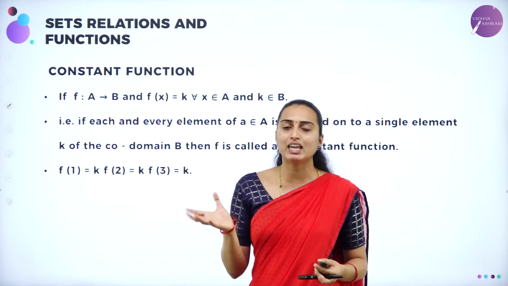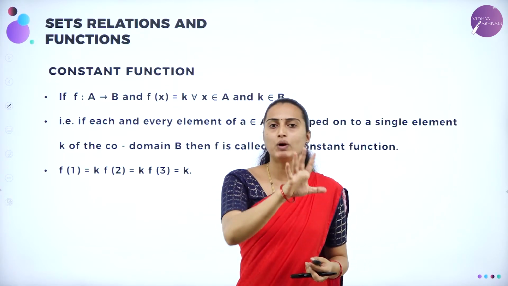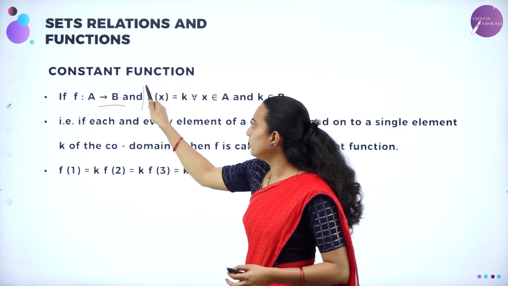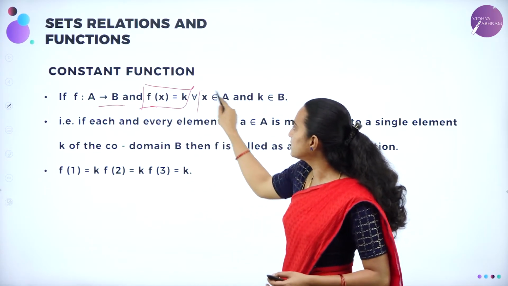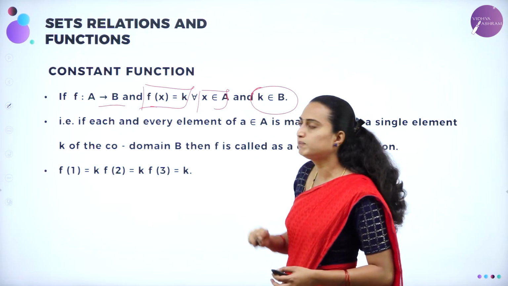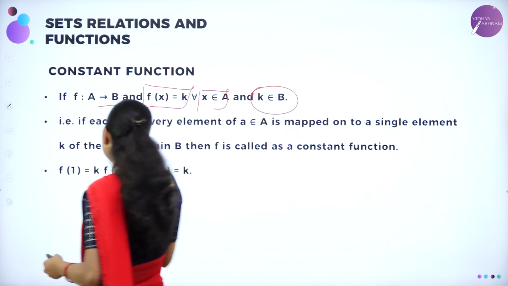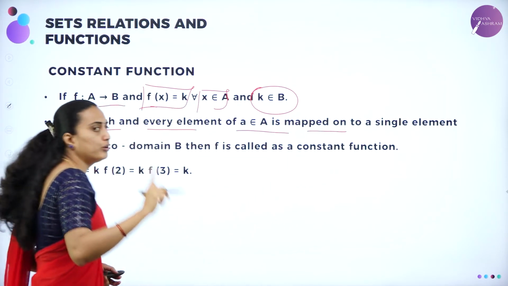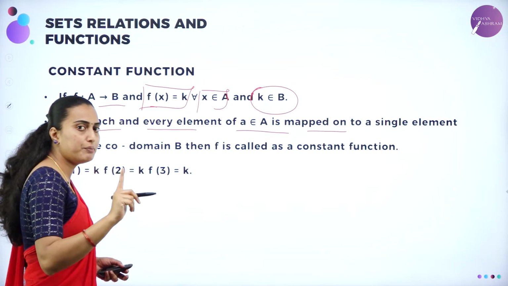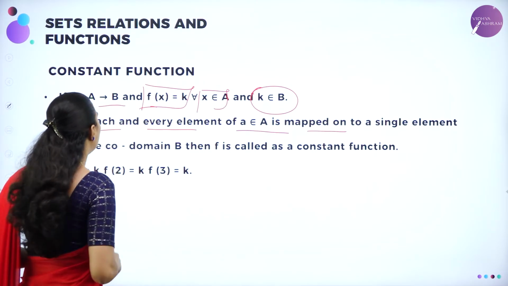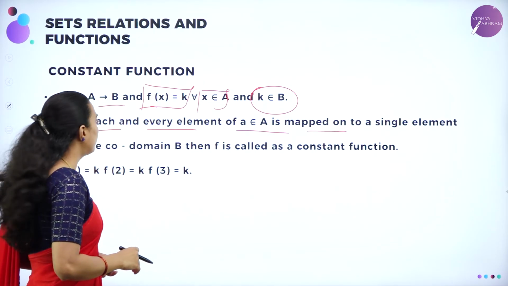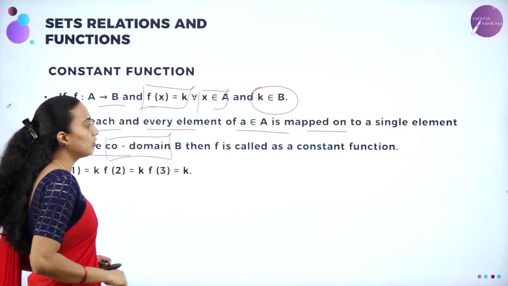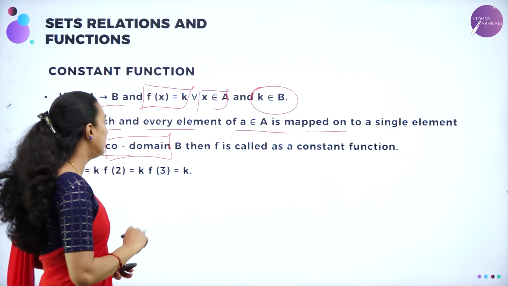Constant function means every element gets connected to only one constant, which is known as a constant. Here f from A to B is defined as f of x equal to k for all x belonging to A, and k belongs to B. Here, each and every element of A is mapped onto a single element, only one element, which is a constant element. That is known as a constant function. K belongs to the codomain set B. Then f is known as the constant function.